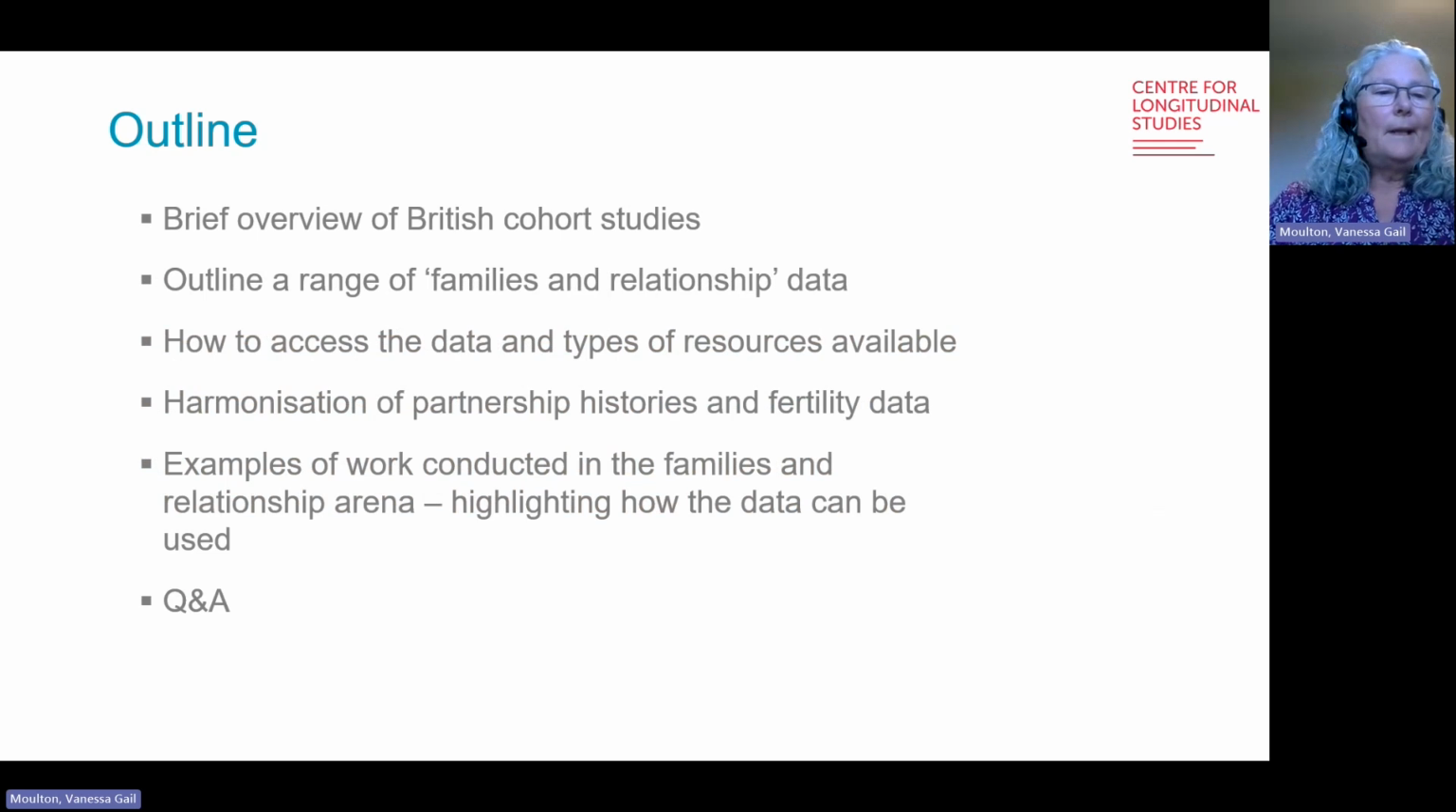So this is the outline. We note that some of you are not familiar with the British cohorts, so we're going to give a brief overview. Then I'm going to outline a range of family and relationship data, and then how to access the data and types of resources available. Then Alice will look at some harmonisation work on partnership histories and fertility data, and Alina will be looking at some examples of work conducted in the families and relationships arena and highlighting some perhaps ways that the data might be used. And then we'll finish with a Q&A at the end.